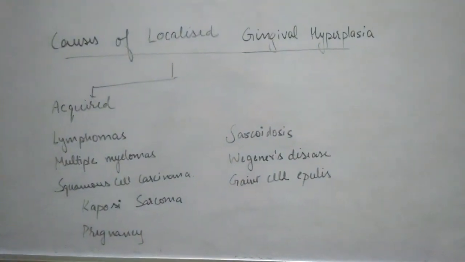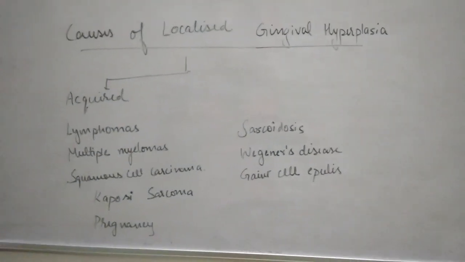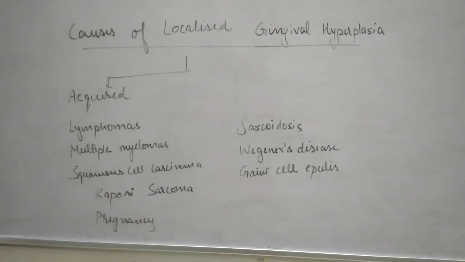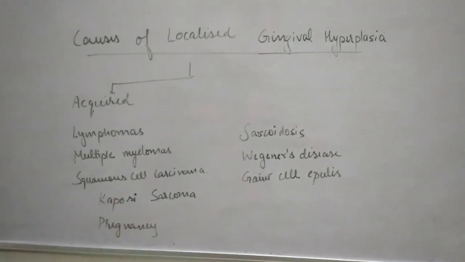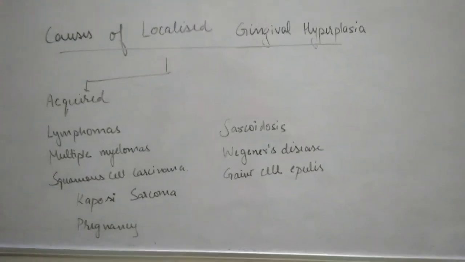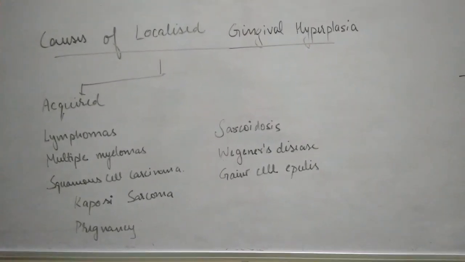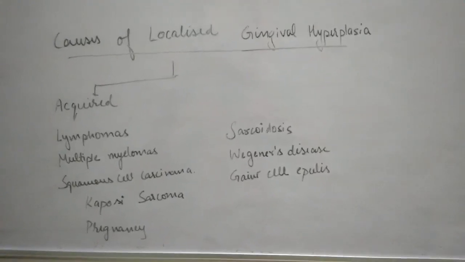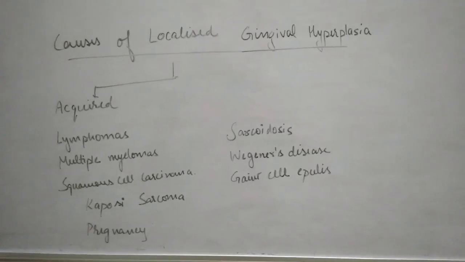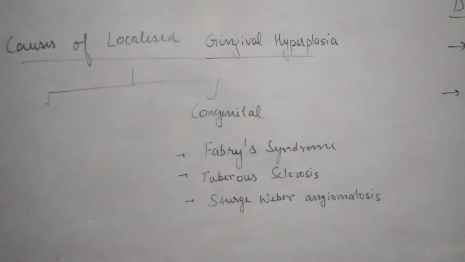Now talking about the causes of localized gingival hyperplasia. In this also we have two parts, one acquired and one congenital. In the acquired part, we have so many causes. One is lymphoma, next is multiple myeloma, third squamous cell carcinoma, fourth Kaposi sarcoma, fifth pregnancy, sixth sarcoidosis, seventh Wegener's disease, and eighth giant cell epulis.